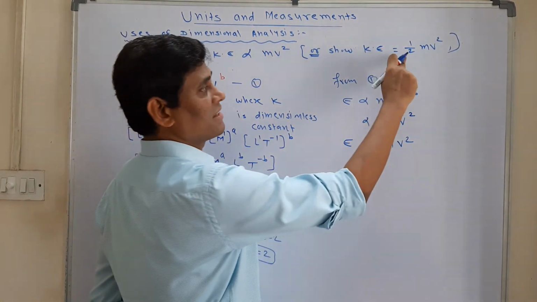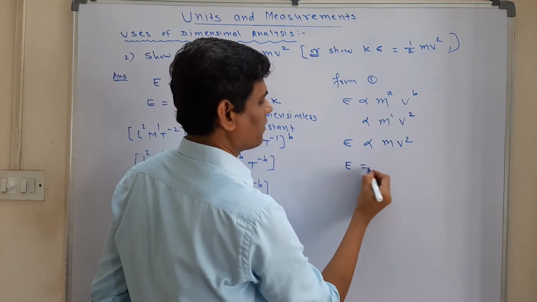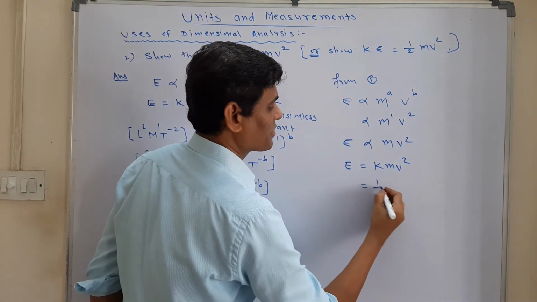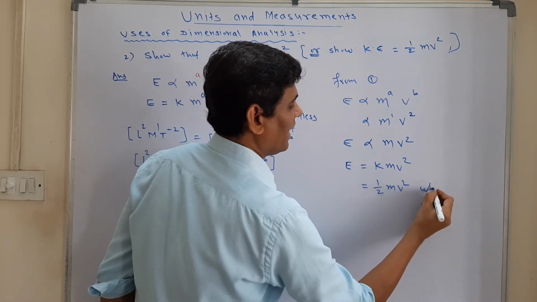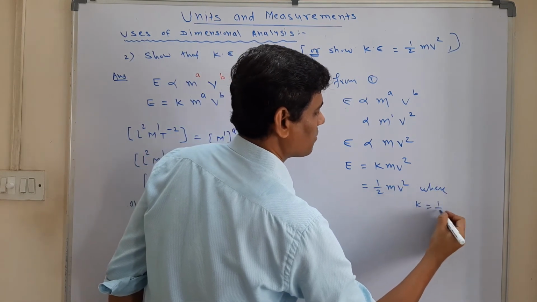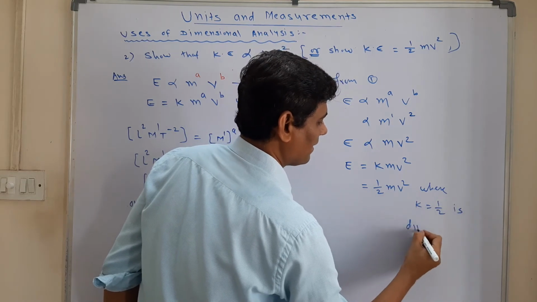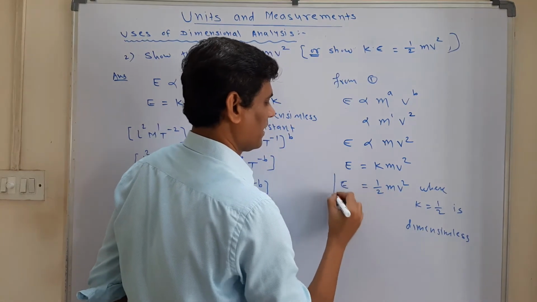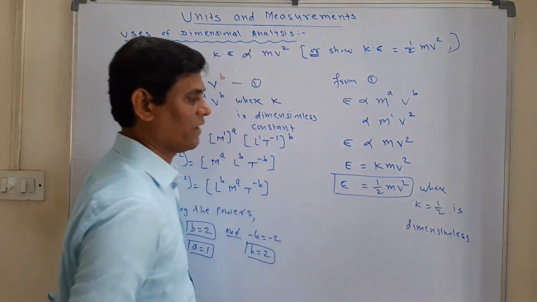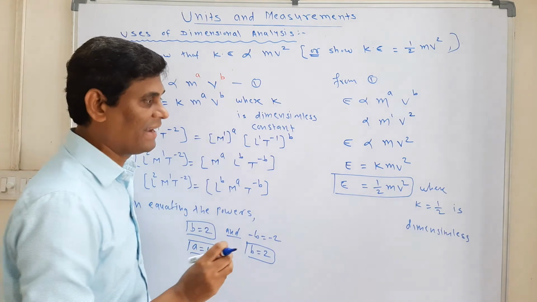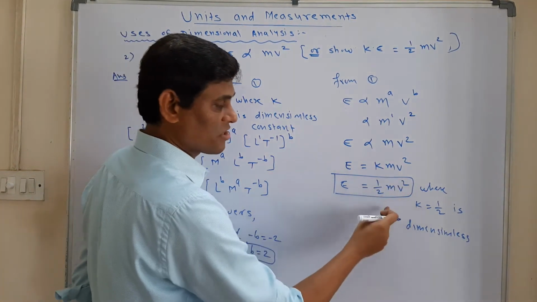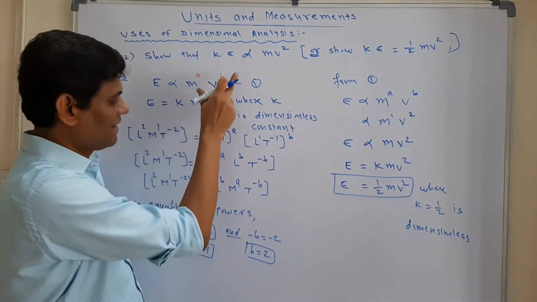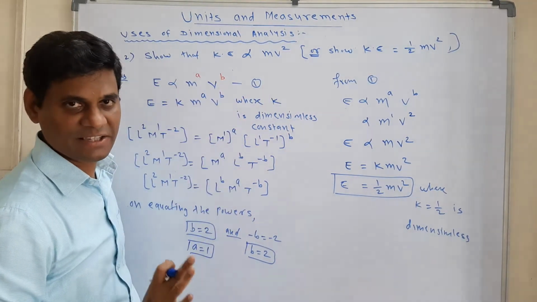Suppose if the question asks in this form, then you will write this way: E is equal to K mv square, where K is equal to how much we'll take? Half. Where K is half, it is dimensionless. So kinetic energy is equal to half mv square. So what we did, we established this relation, which they want, with the help of dimension analysis.